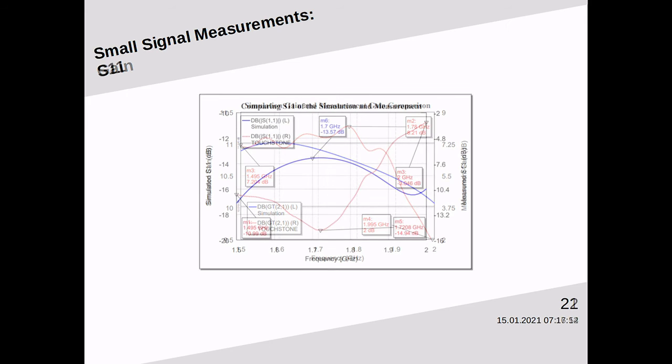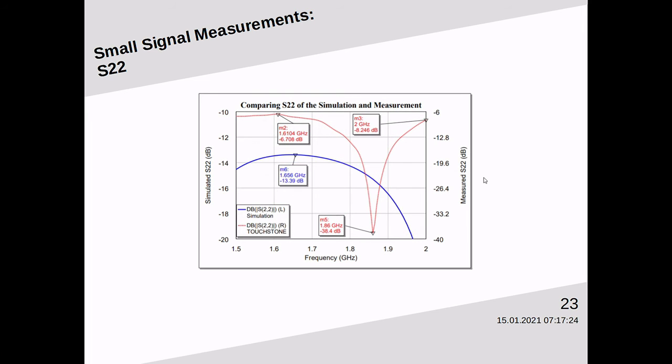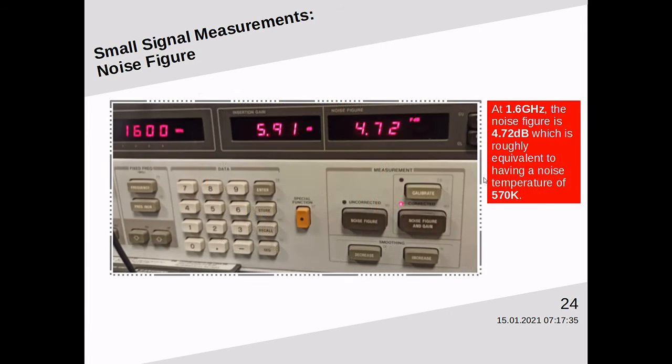S11 measurements reveals the source of the problem with the low gain at higher frequencies. Amplifier is not matched to a 50 ohms line properly at higher frequencies. S22 measurements demonstrate that output matching is reasonably achieved. Noise figure of 4.72 dB is quite large. However, this is again reasonable because the design wasn't motivated by achieving low noise characteristics.